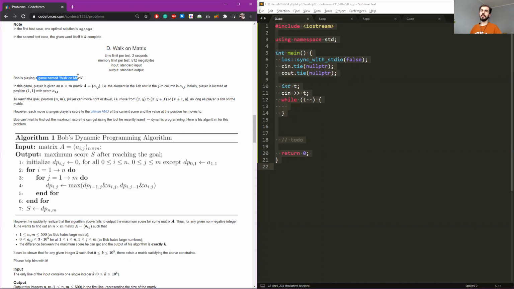Bob is playing a game named Walk on Matrix. In the game, the player is given an n by m matrix. Okay. Position 1, 1 with score A11. Okay. Right or down, as long as the player is still in the matrix. The player's score becomes the bitwise and of the current score and the value of the cell. Bob can't wait to find out the maximum score he can get using the heuristic algorithm, dynamic programming.